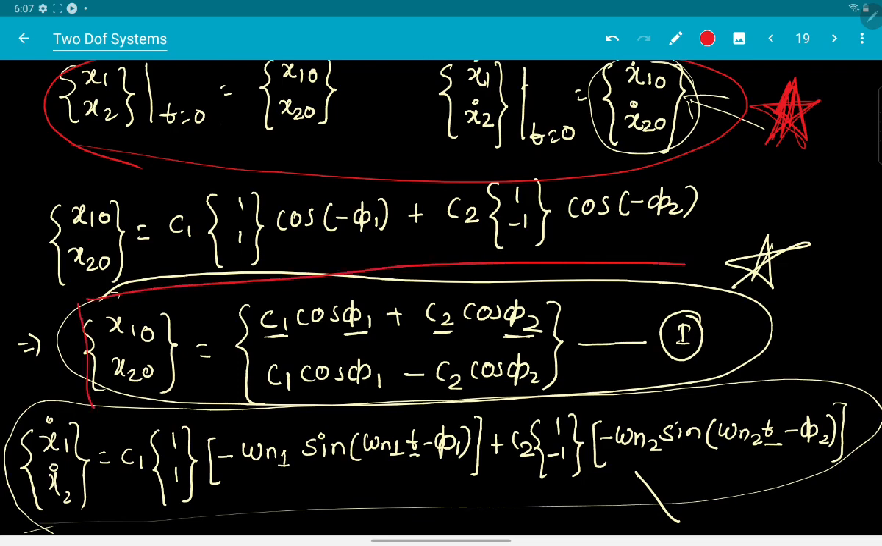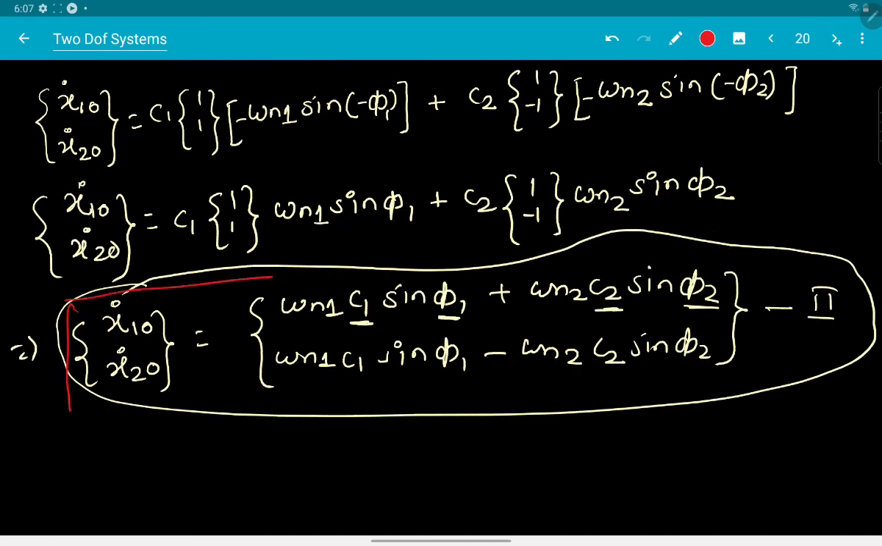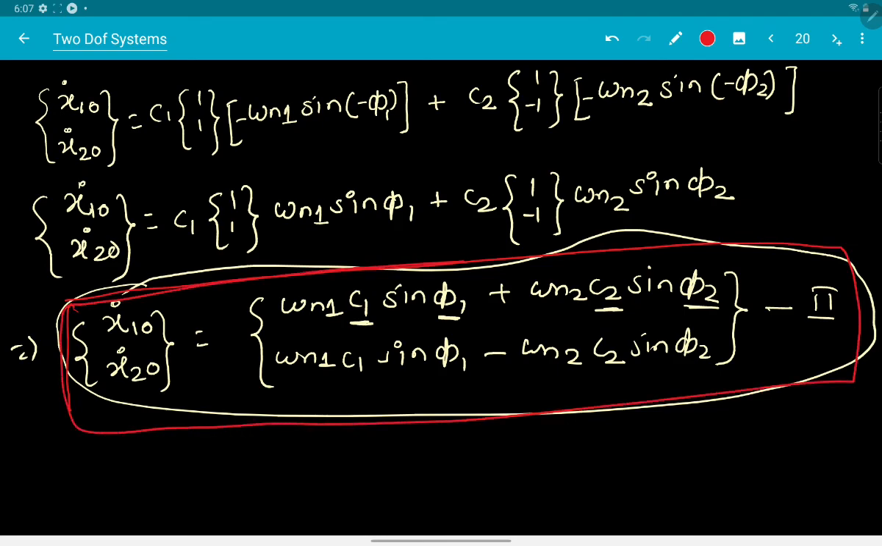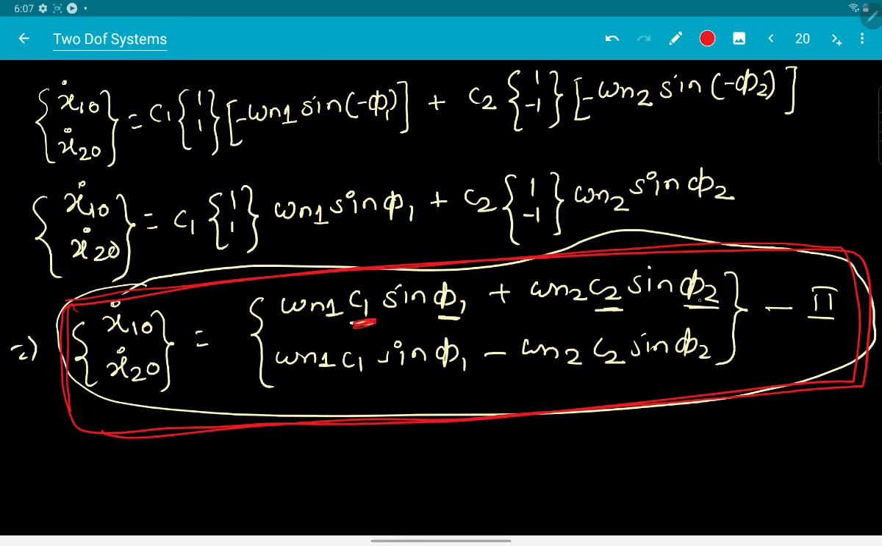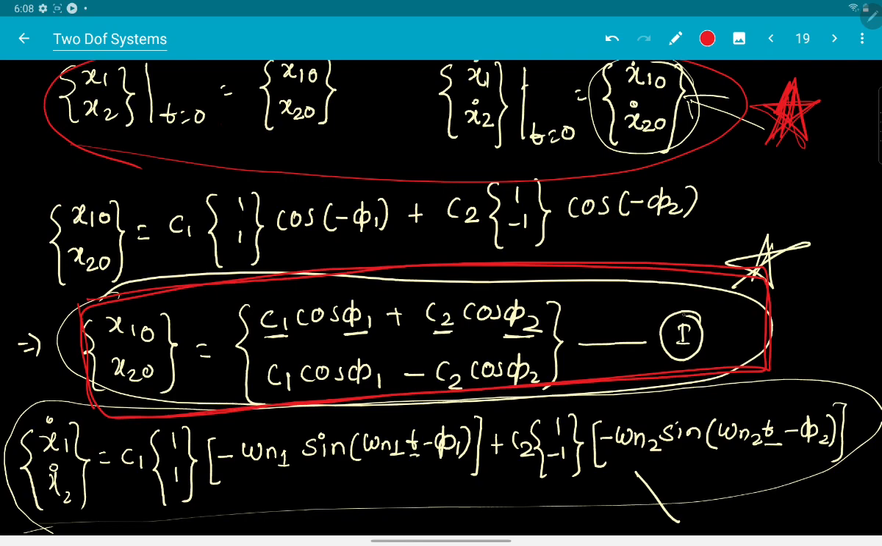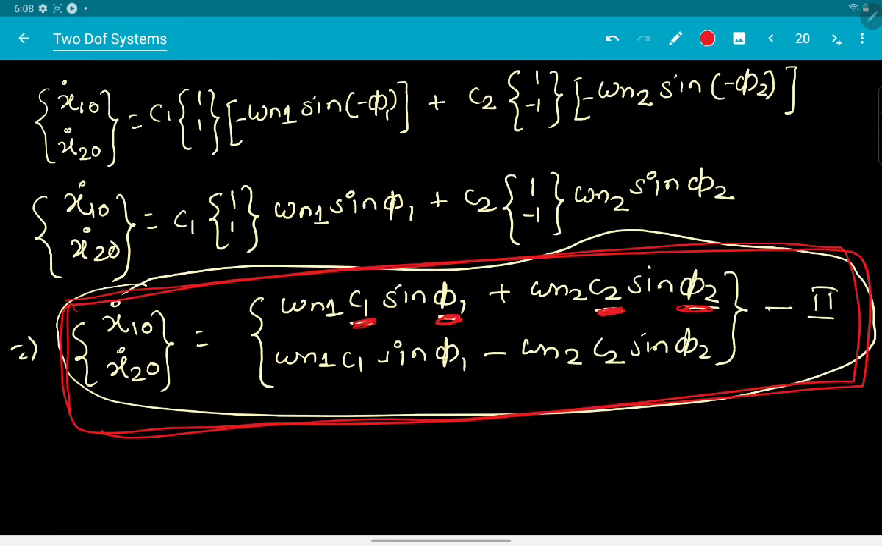These are 2 equations in terms of initial displacements, and these are the other 2 conditions in terms of initial velocities. All these four equations which you have written here have 4 unknowns, which are C1, C2, phi1, phi2. So for these 4 unknowns, you are going to solve this set, which I have written in equation number 1 and equation number 2.